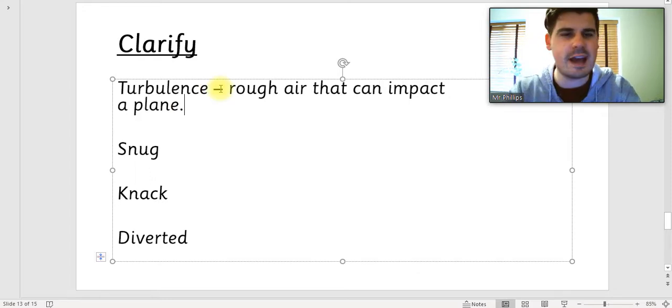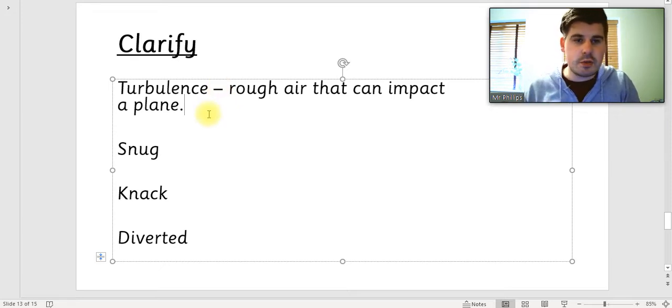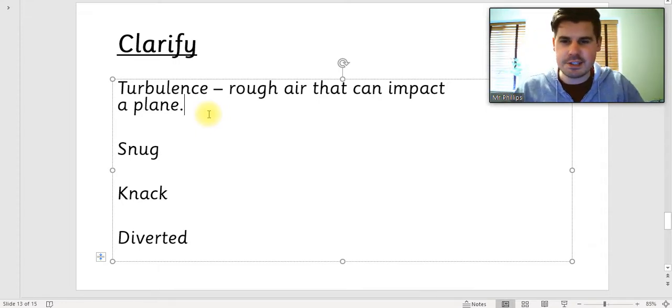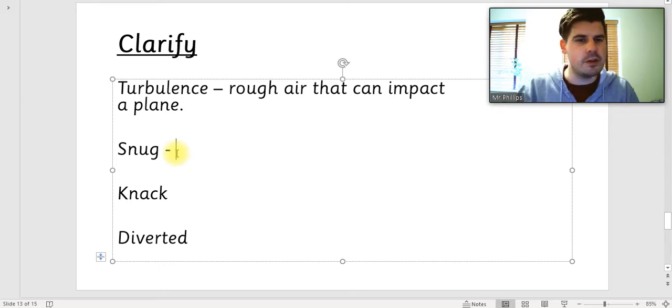Now don't worry if you've not got the exact wording that I have. If you think about turbulent as well, if it's a turbulent time, it's a rough and bumpy time, okay? So it kind of comes from that word, turbulent, turbulence. So rough air, or it's just roughness really, it doesn't have to necessarily be air, because you could describe your experiences as full of turbulence. You don't necessarily have to be flying in the air for that.